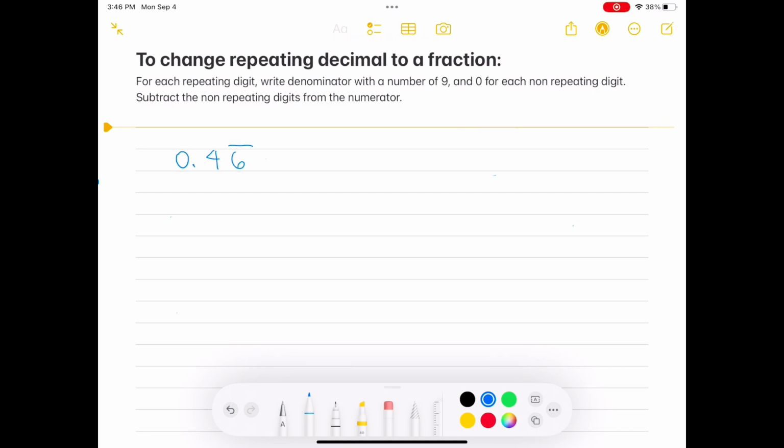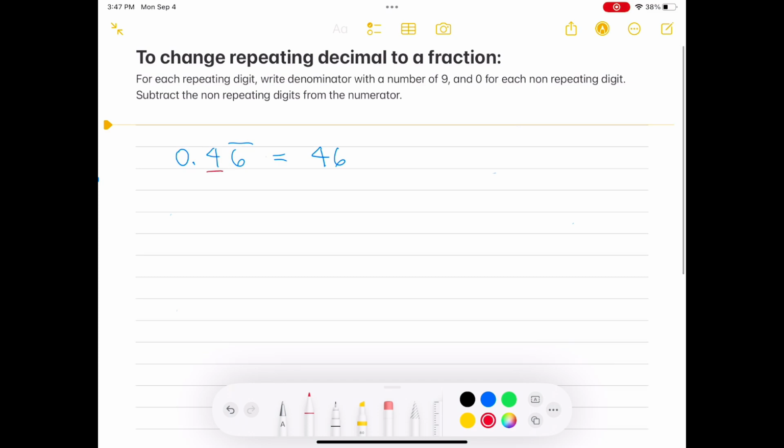Now let's look at 0.46, in which 6 is the repeating digit. So for the fraction, we start by writing 46 in the numerator, and then we need to subtract 4 from the numerator because it is the non-repeating digit. So the numerator is 46 minus 4, and the denominator has a 9 for the one repeating digit of 6 and a 0 for the non-repeating digit of 4. So it's 90 in the denominator.